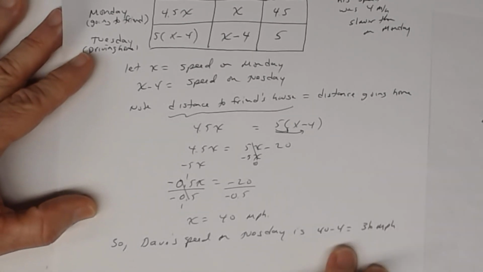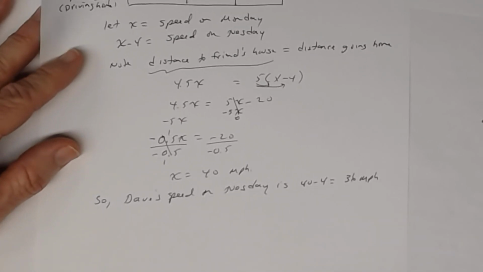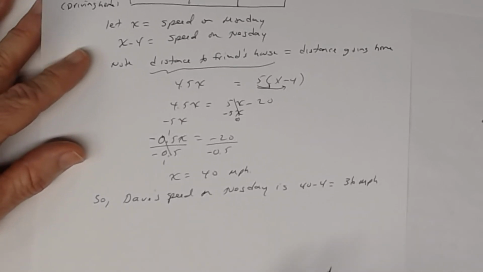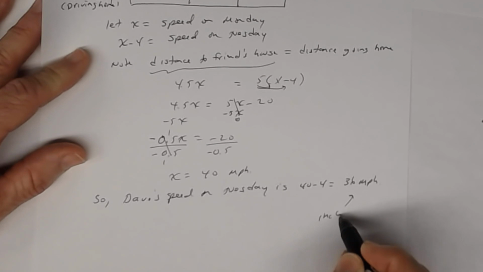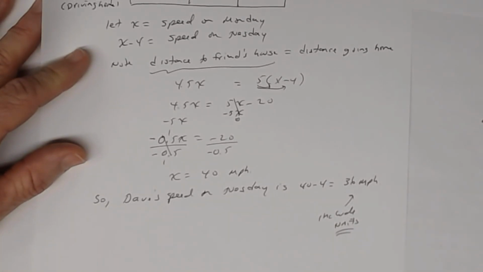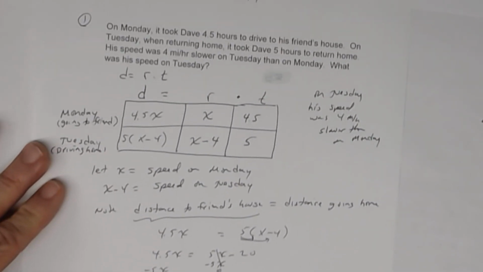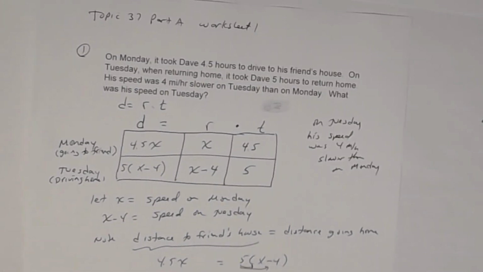Don't just put 36, you got to say 36 miles per hour. Okay, the units are important. Make sure you include units. Okay? All right, so that was number 1. All right, let's look at number 2.